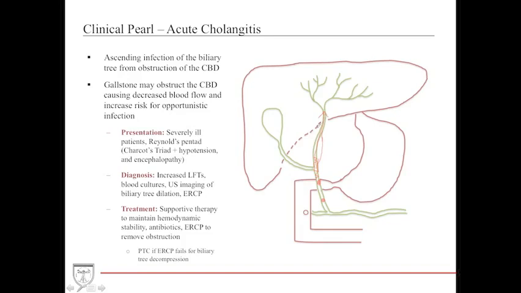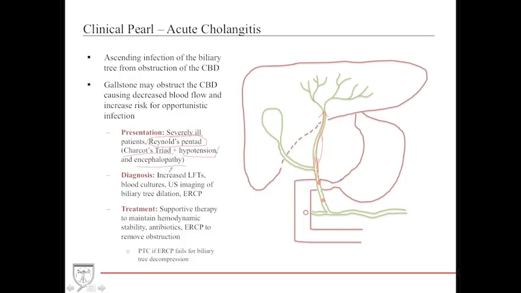These are the patients that when they come in, you know they're very sick. When you see them, acute cholangitis jumps to the top of your differential. These patients appear very ill. They have what we call Reynolds pentad, which is composed of Charcot's triad, as well as hypotension or shock, and altered mental status or encephalopathy.